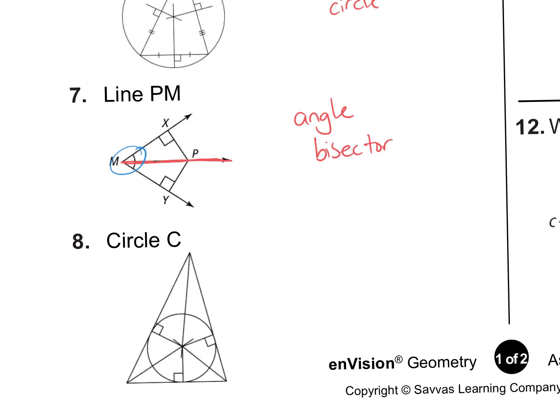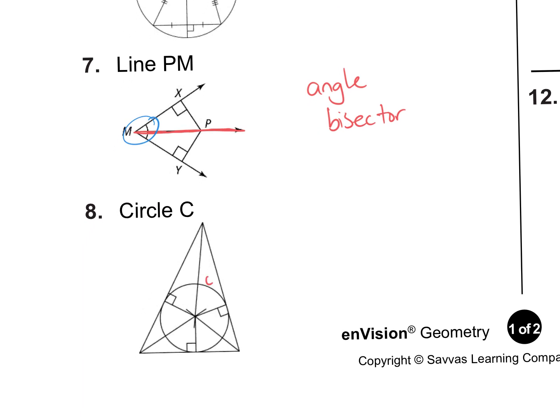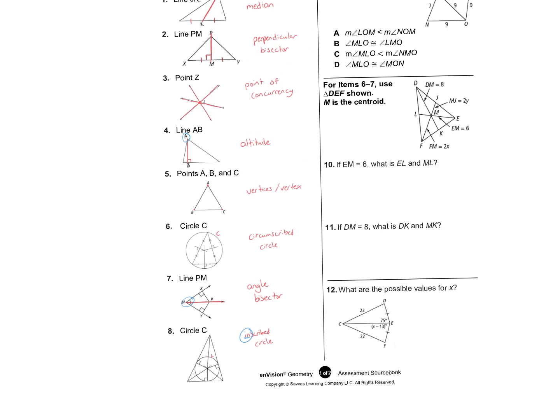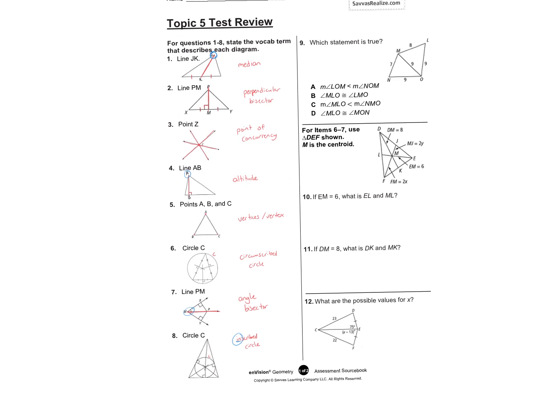And number 8, circle C. This circle's inside the triangle. What's that called? Inscribed circle. Good. Inscribed means inside. Can we just put inscribed, or do we have to put the whole thing? Just write the whole vocab word. Okay. Any questions about the vocab?